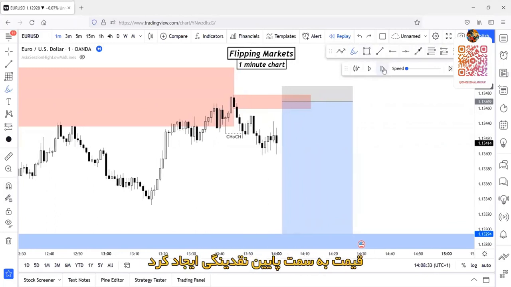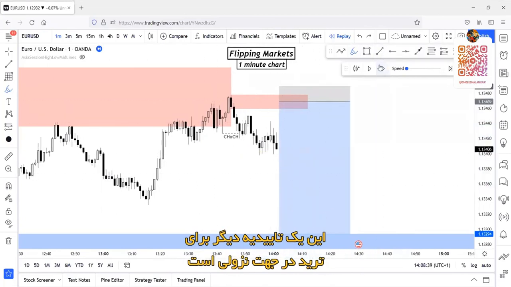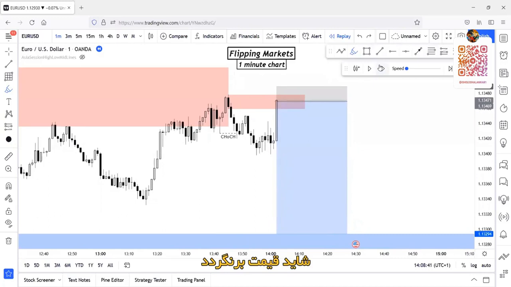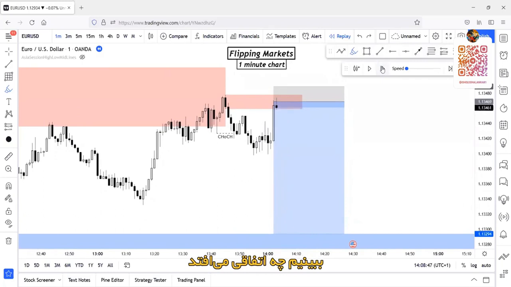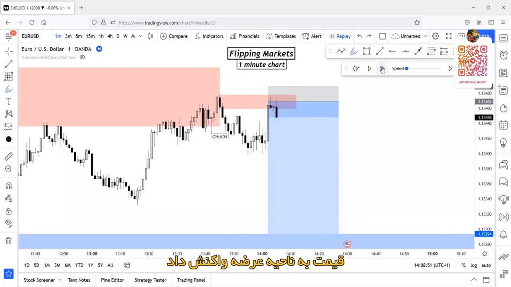Let's see what happens. Okay, price created liquidity on the downside, so it's one more confirmation for the shorts. Maybe it won't come back. Okay, just that happened. So currently we are in the position. Let's see what happens. Price keeps respecting the supply zone.